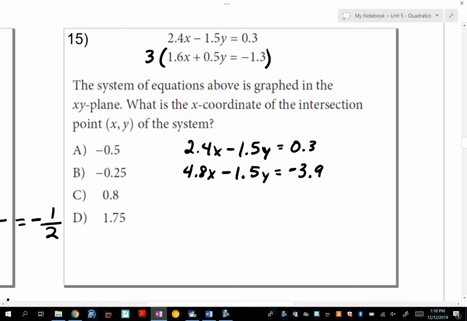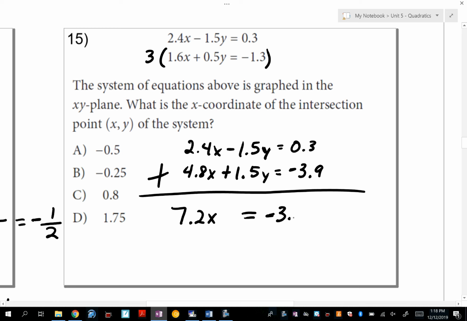Negative 3.9. Joelle, question? Did I hear something wrong? It would be positive. Absolutely. You're totally right. Thank you, Joelle. Any questions on this? All right, now remember, it's my preference to make them opposite signs. Do you have to make them opposite signs? No, I just like to use addition. All right, so I'm going to add straight down. I'm going to eliminate the y variable, so that's gone. So that's going to give me, I believe, 7.2x equals negative 3.6.